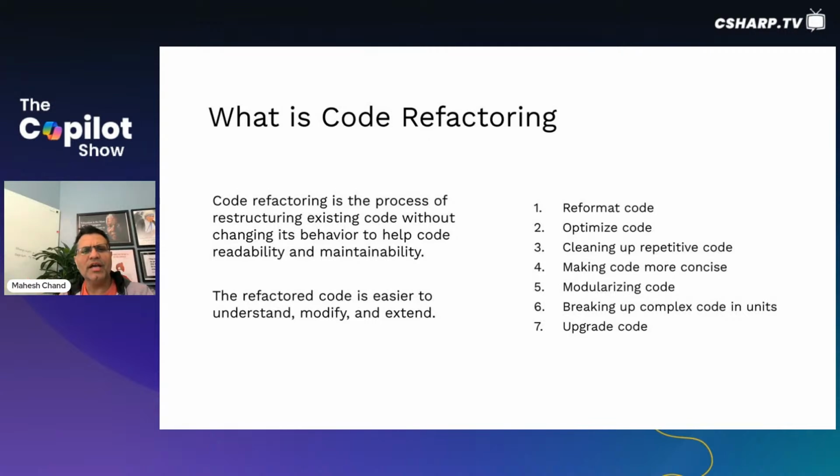And then making code more concise means, right now, if you compare C Sharp 2.0 or C Sharp 5 versus C Sharp 12, the same code can be written in a smaller number of lines, fewer lines compared to the previous code. You can also modularize code. Also, sometimes some developers write code in one complex code unit, and you can break it down and also upgrade code. Those are all things that come under code refactoring.